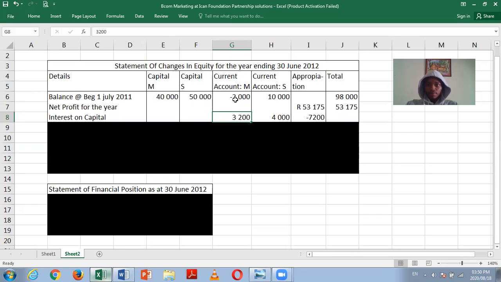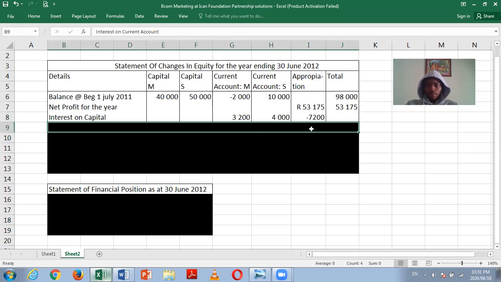right? And remember appropriation, I told you that the credit side, which we had 53,175, is the income side of the partnership. But the debit side is the expense side of the partnership. So whatever expenses are due decrease your profit, right? Okay, another thing, what did we have?